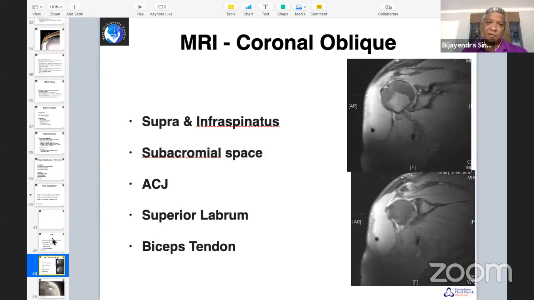So these are a couple of slices on the MR of the coronal oblique, and you can see here that this one shows a partial thickness tear, whilst this one shows a full thickness tear, and it helps you look at both the supraspinatus and the infraspinatus, the subacromial space, and the labrum issues, as well as the biceps tendon.